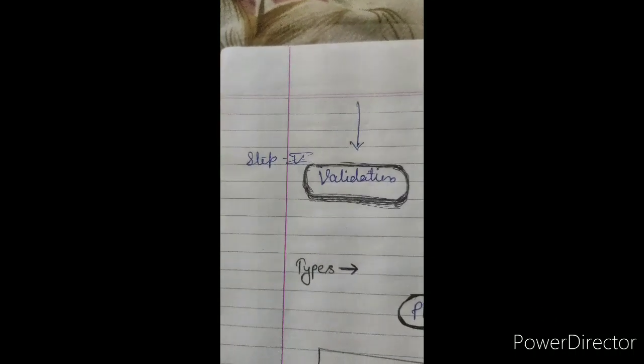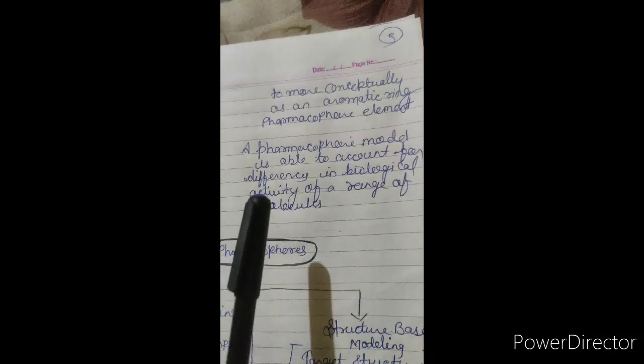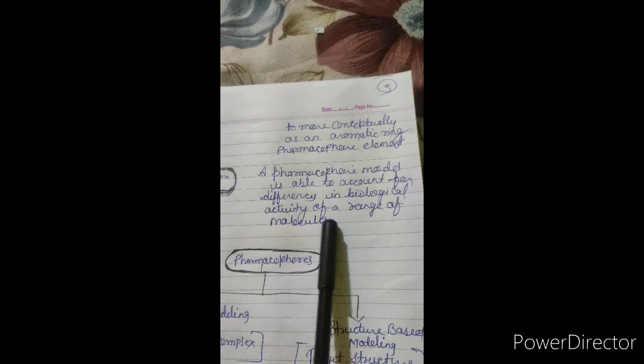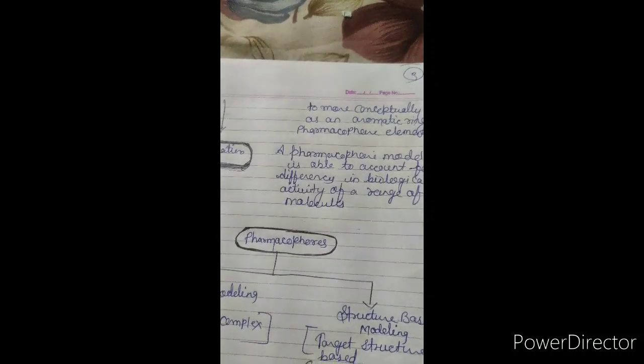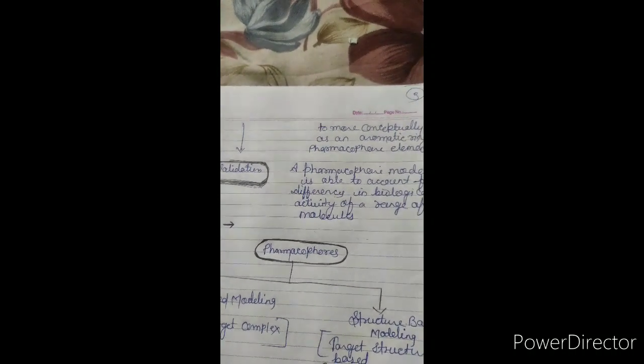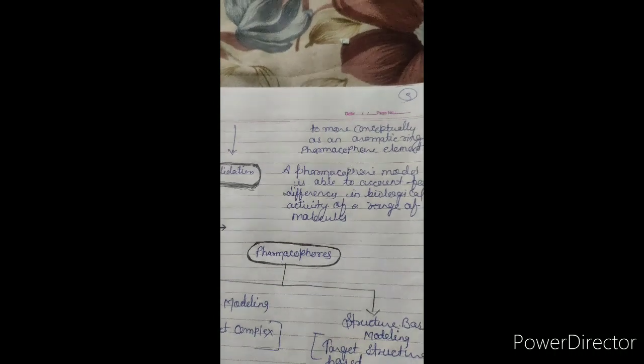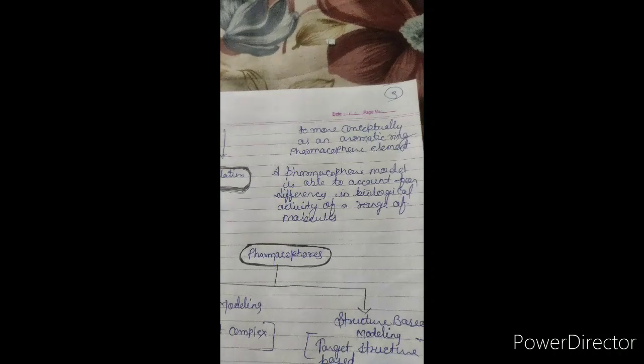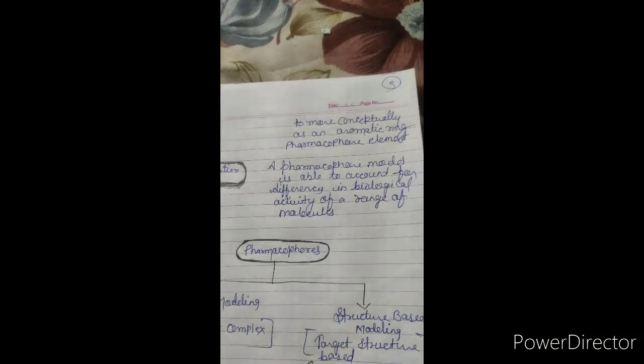And the last step is the validation. A pharmacophore model is able to account for differences in biological activities of the range of molecules. In validation, we have to validate all the conformations, to see which conformation is more biologically active with minimum energy level.